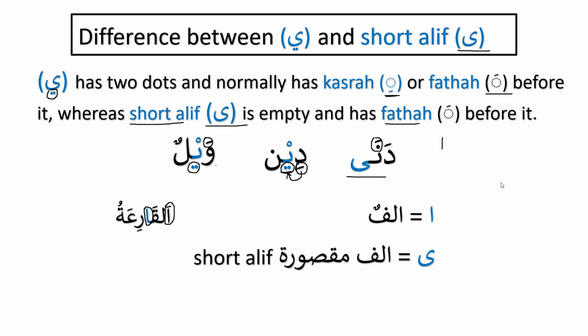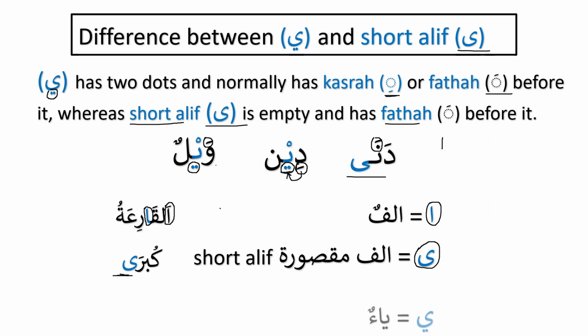So look at the difference, please. There is a difference between these. This is called Alif, only Alif, as we can see over here. However, this is called Alif Maqsura, short Alif, and this is how it is written. As we can see over here, it is empty and there is a fatha before it. So this is the difference between alif and short alif.